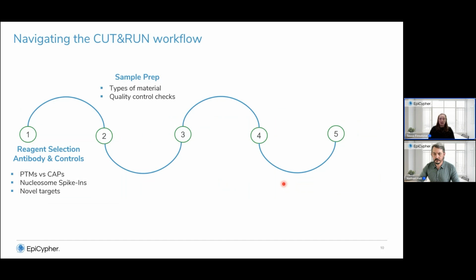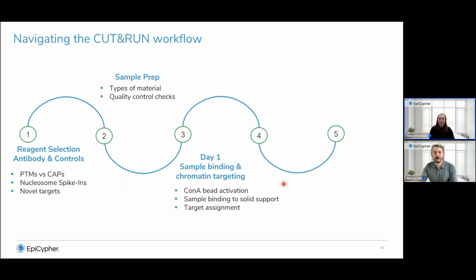Next, we'll look into sample prep and look at the types of materials that can be used and those quality control checks. Then we'll move into day one, sample binding and chromatin targeting, looking at Con-A bead activation, target assignment, and sample binding to the solid support.